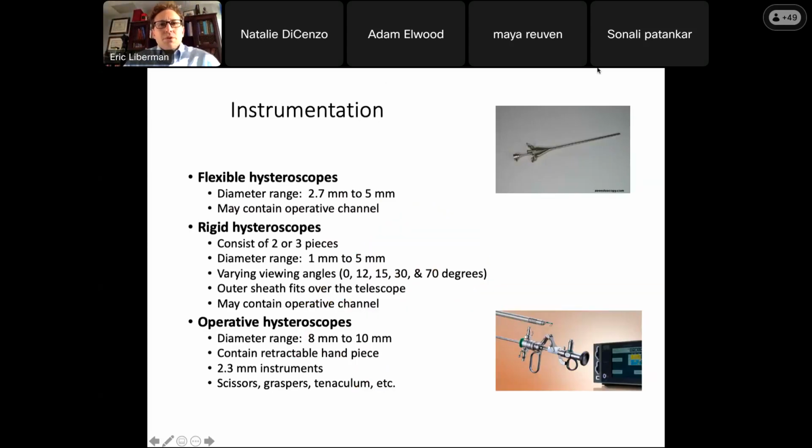So I'm just going to give a brief overview for the residents and everyone, just so different available instrumentation. Currently, there's flexible hysteroscopes that are often used in the office. Speaking of which, office hysteroscopy over the past, I'd say 2 to 5 years maybe has really become more commonplace. I know there's a big push in private practice.